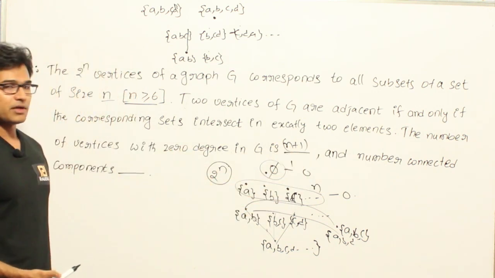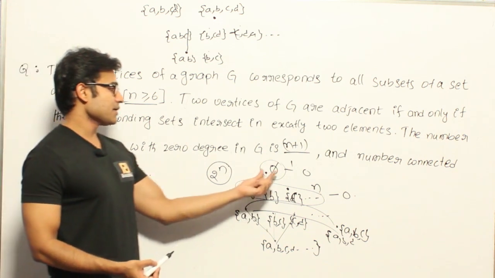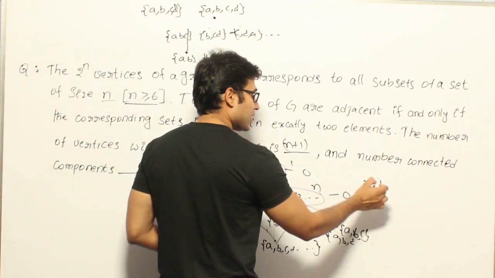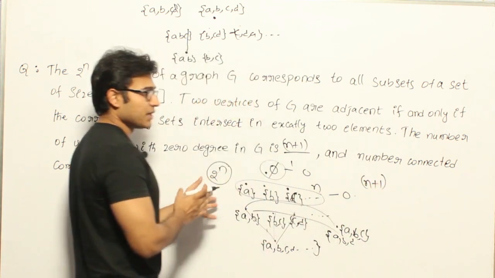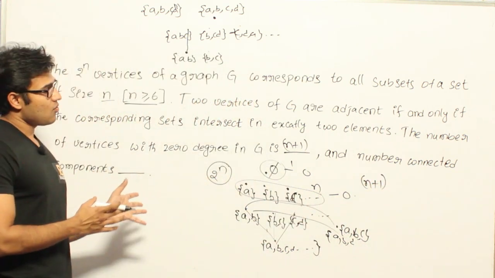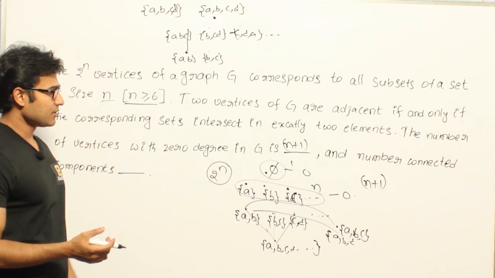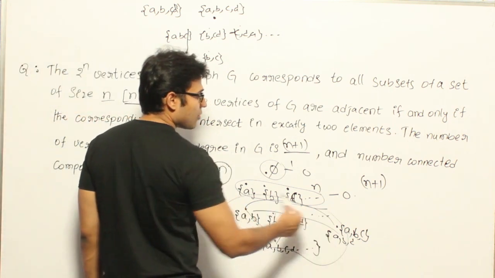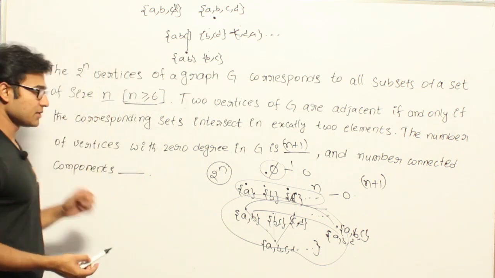Now what about the connected components? Definitely all these isolated vertices are going to form n plus 1 components, right? Now how many remaining components will be there? All the remaining vertices are going to form one big component. How to see this is a simple way.